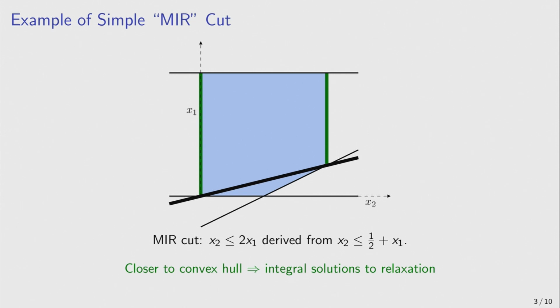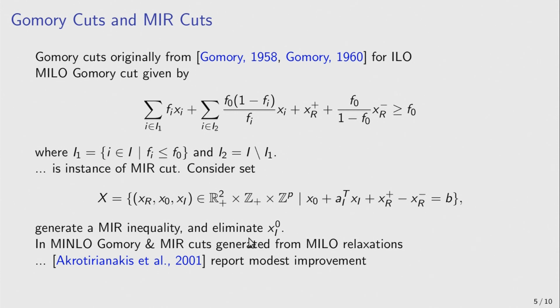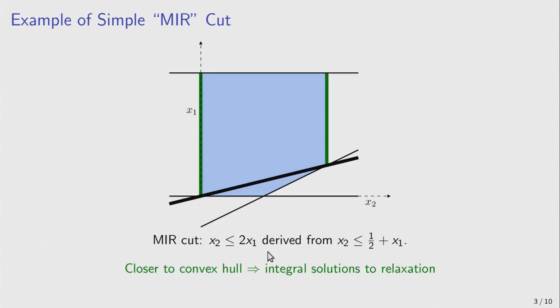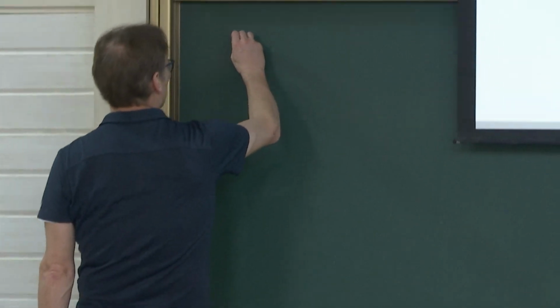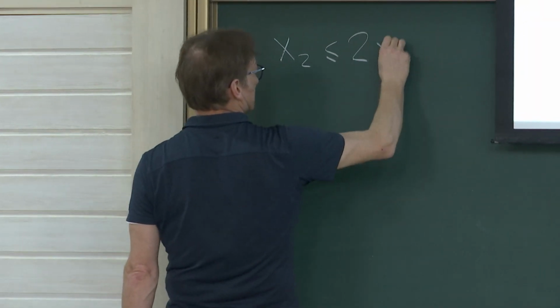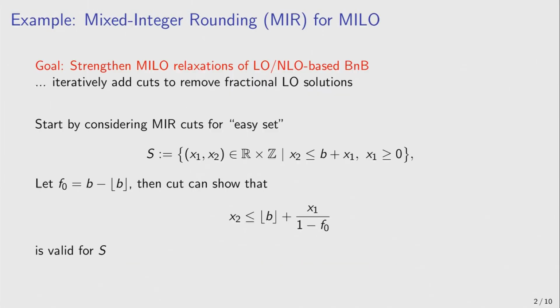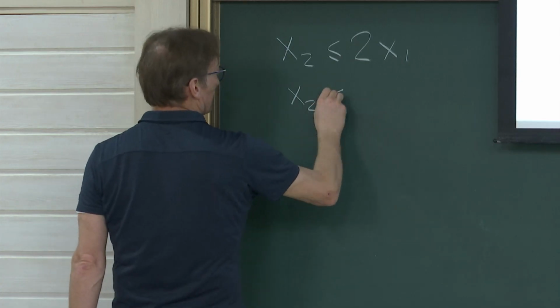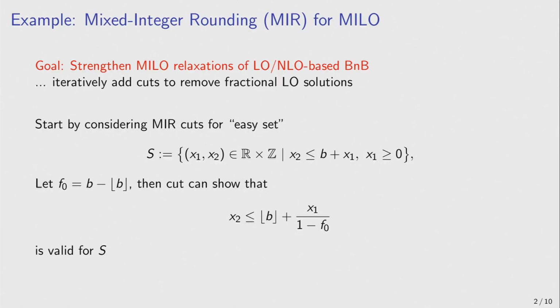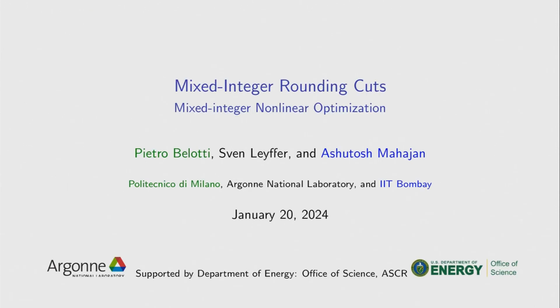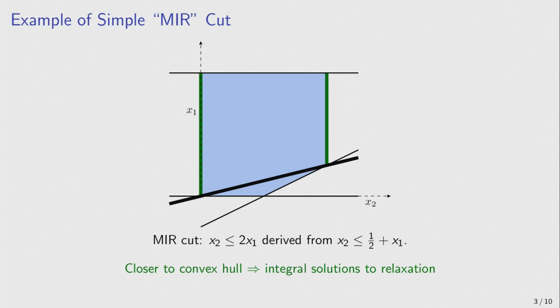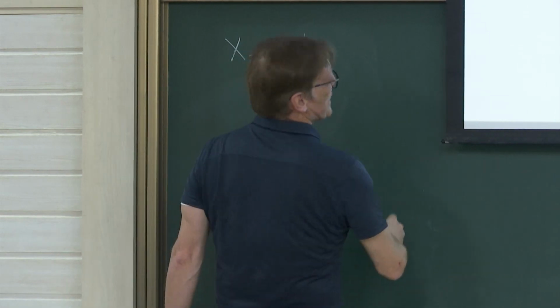So the mixed integer rounding cut that we would get for this constraint here is given on the right-hand side there. So let's write this constraint down. It's x2 less than or equal to 2x1. And then we'll just go back to the recipe. I think I have the wrong one. It's derived from that, okay, sorry. The original constraint, that's the one we want to write down. The original constraint is x2 less than or equal to a half plus x1.